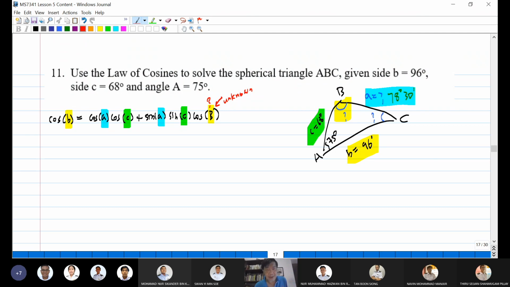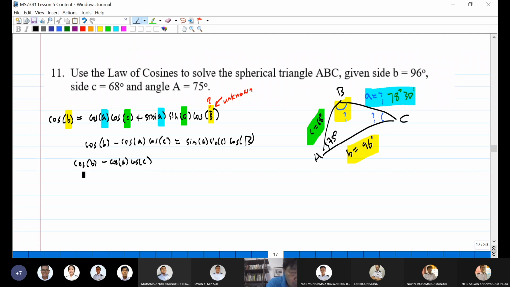So you must make it the subject first. Let's say cosine B minus cosine A times cosine C is equal to sine A sine C cosine B. Then divide everything by sine A sine C. So cosine B minus cosine A cosine C over sine A sine C is equal to cosine B.